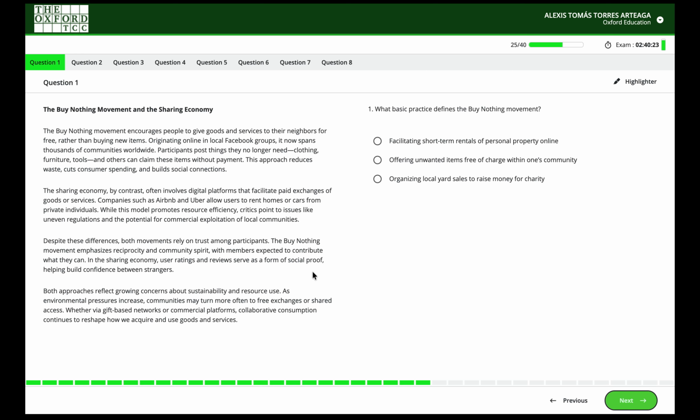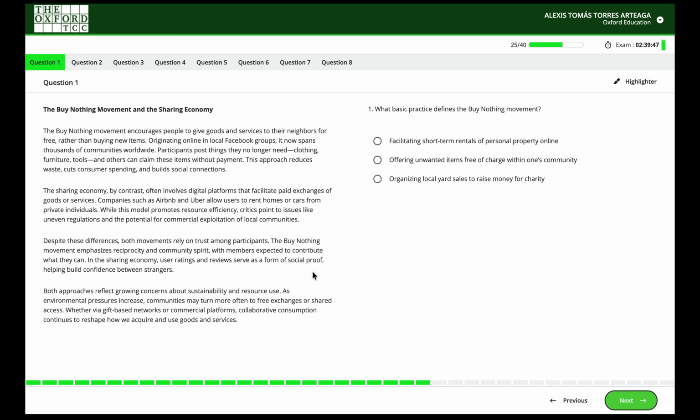The Buy Nothing movement emphasizes reciprocity and community spirit, with members expected to contribute what they can. In the sharing economy, user ratings and reviews serve as a form of social proof, helping build confidence between strangers. Both approaches reflect growing concerns about sustainability and resource use. As environmental pressures increase, communities may turn more often to free exchanges or shared access, whether via gift-based networks or commercial platforms. Collaborative consumption continues to reshape how we acquire and use goods and services.